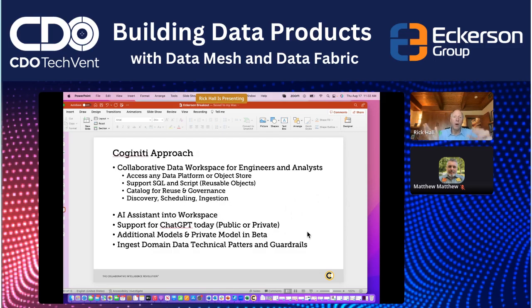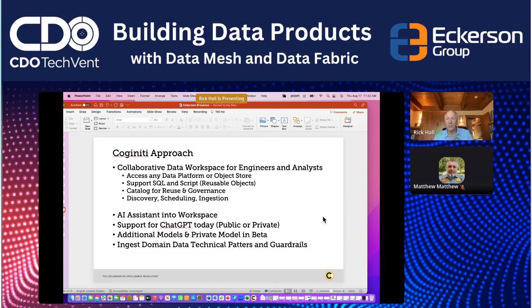So, I mentioned what we are. We're a collaborative data workspace. We provide access to all kinds of different data platforms and object stores, including the distributed data platforms that were talked about today. We support a SQL and a scripting language to create usable, composable objects. We have a catalog for reuse and governance, and we have discovery, scheduling, and ingestion capabilities. And we've built an AI assistant into our workspace. I'm going to show you that today.